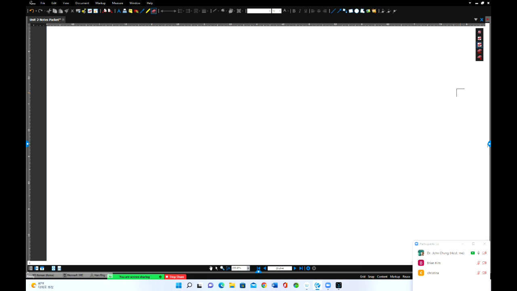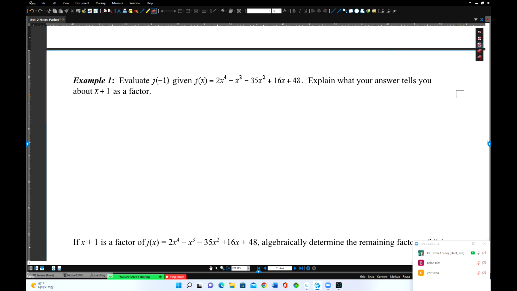Almost done. Okay. Divide. Evaluate j of negative 1. What is j of negative 1? It is when you divide by x plus 1, right? X plus 1 gives x equals negative 1. We're going to find what? The answer tells you whether x plus 1 is a factor. This is the factor theorem. We don't care what the quotient is. Is this a factor or not? To be a factor, the remainder is 0.